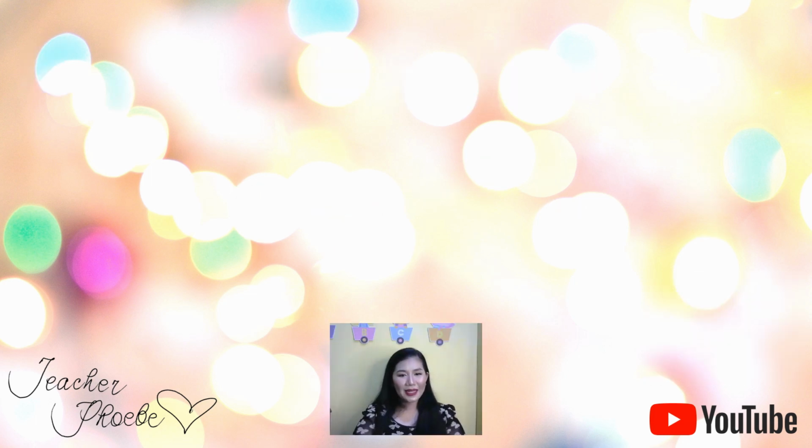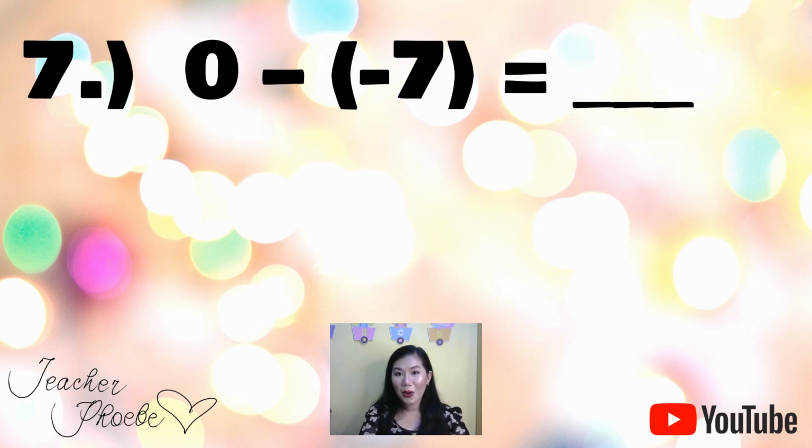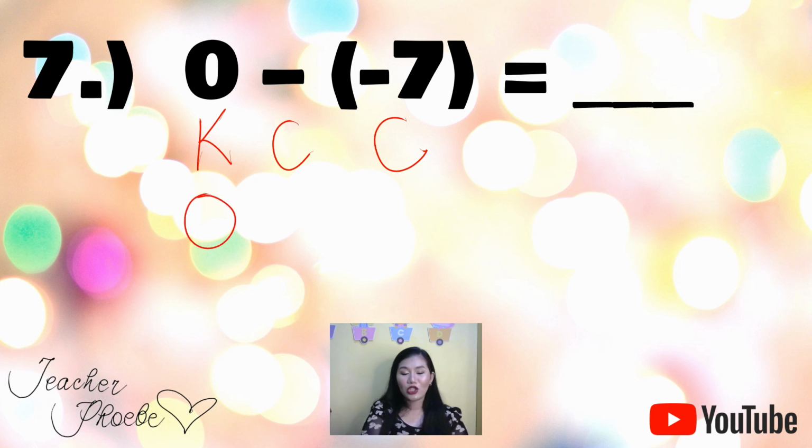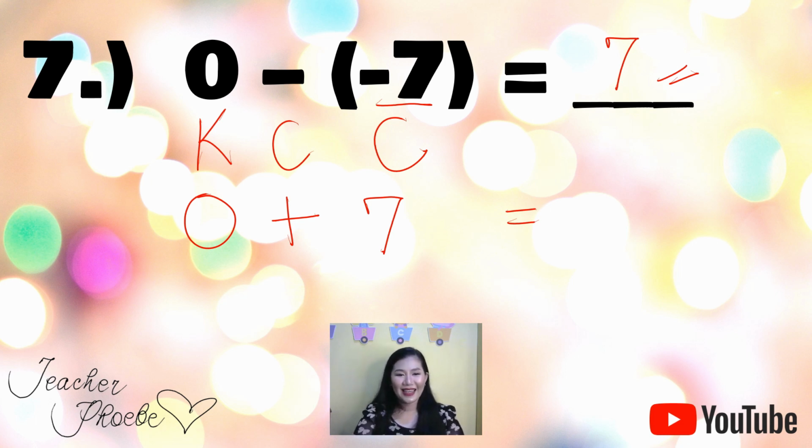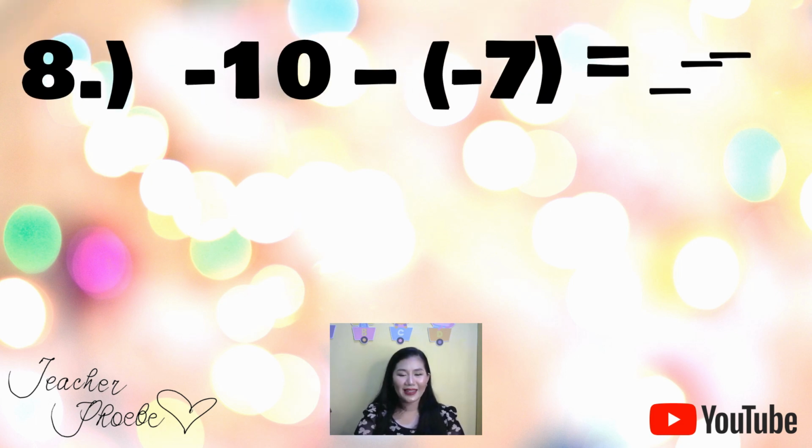Okay? So, let us have the seventh example. I have here 0 minus negative 7. So, 0, apply KCC first. Okay, so apply KCC, keep, change, change. So, keep 0. Change minus to plus. Change negative 7 to positive 7. So, 0 plus 7 is equal to what? Okay, that is 7. That is your final answer. Okay? Okay, so number 8 na tayo.